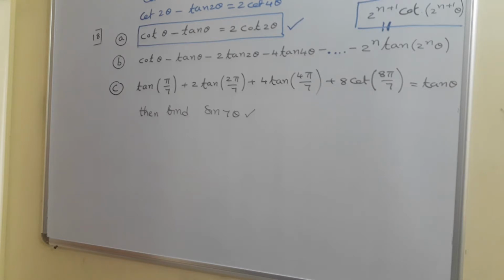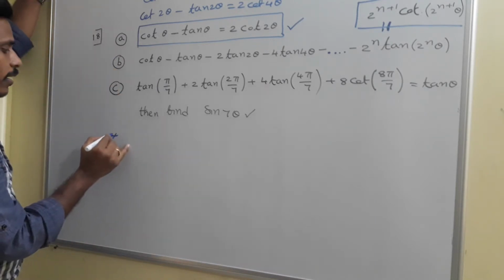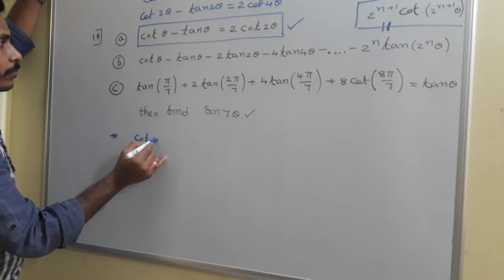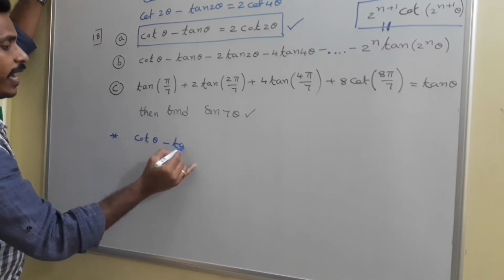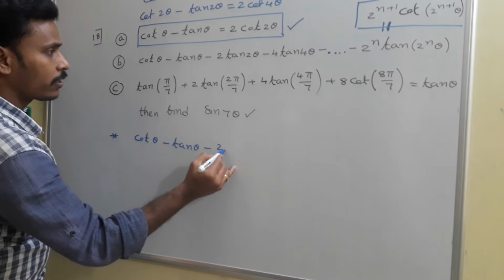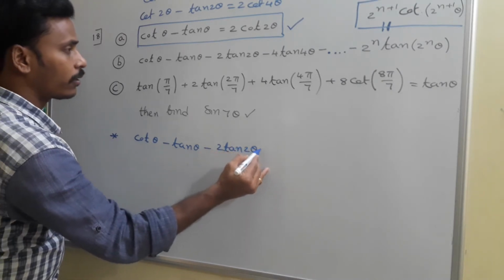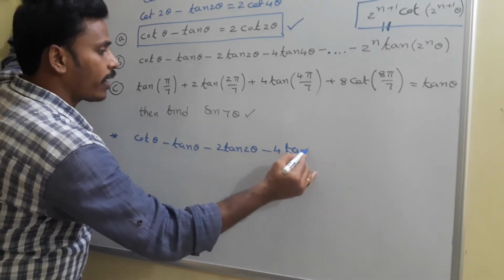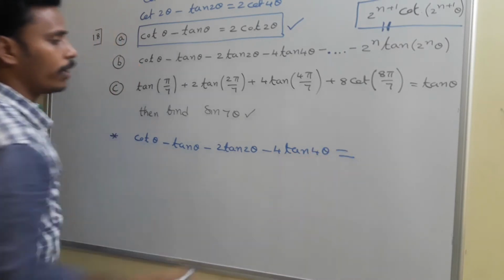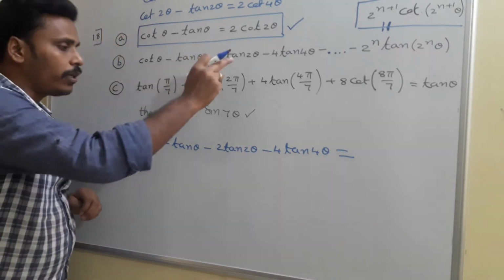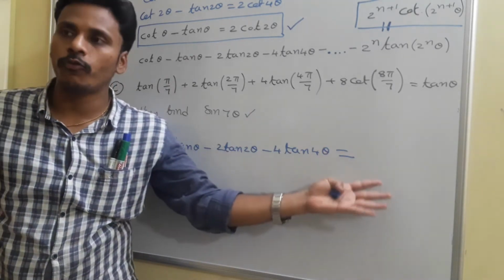Everybody, you need to think for a while and then I will give you the solution. Just try to use 18b to prove 18c. I will write a statement from 18b. Just look there: cot θ minus tan θ minus 2 tan 2θ minus 4 tan 4θ is equal to how much? Just use 18b and try to give this value first.